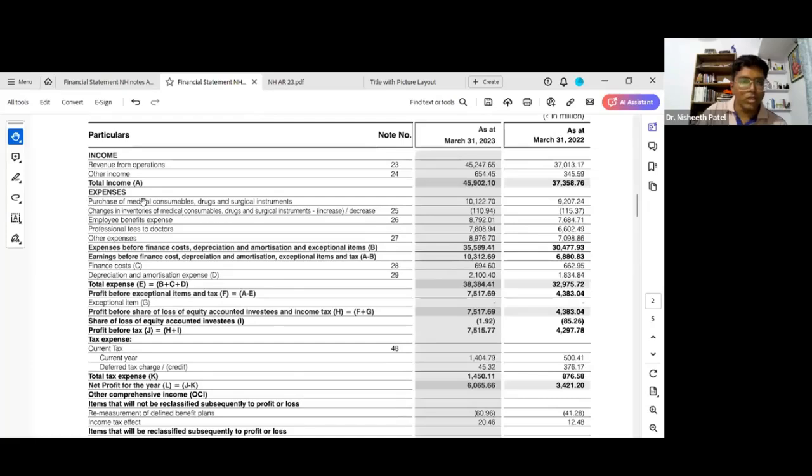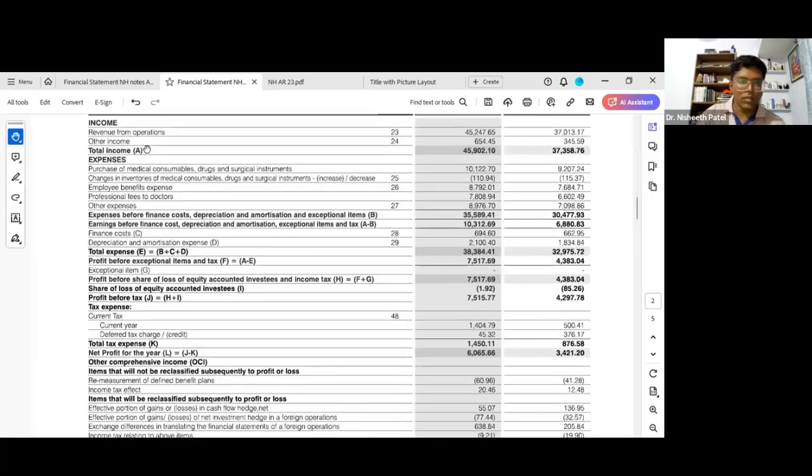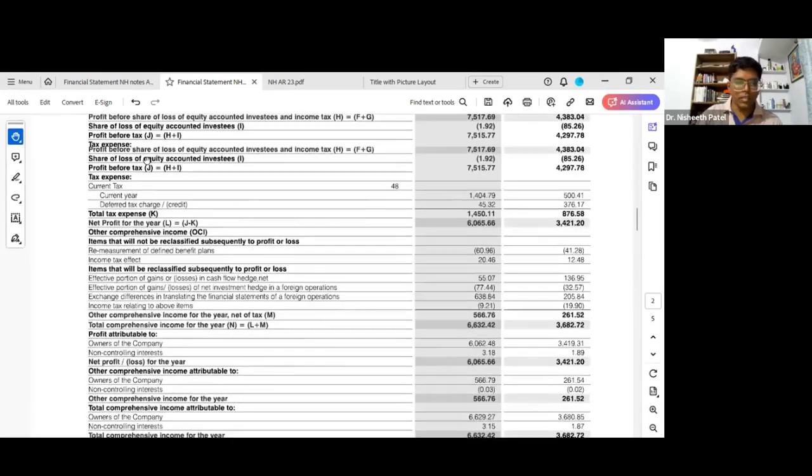So now they have listed all the expenses: purchase of medical consumables, changes in inventories, employee benefit expenses, professional fee to doctors, other expenses. And they have written a note number here. Okay, 23, 24, 25, 26. So if you want to deep dive into each and every segment, you can further read those notes. I will show you. Okay, first let us understand the basic concept.